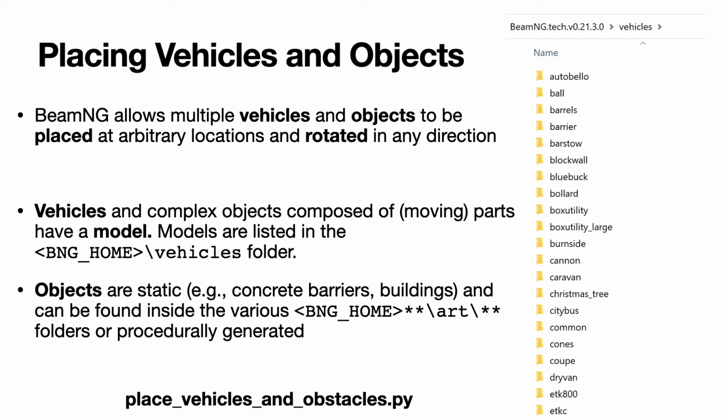BeamNG.tech allows multiple vehicles and objects to be placed at arbitrary locations and rotated in any direction. Those vehicles have a model. Models are listed under the vehicles folder in the distribution. You can see Autobello, Caravan, and many other things, and ETK 800, which is the default one that we use. The counterpart are obstacles or objects that are static, things like buildings and concrete barriers. They can be either modeled in outside programs and imported into the simulator, therefore used also in your test, or they can be procedurally generated.